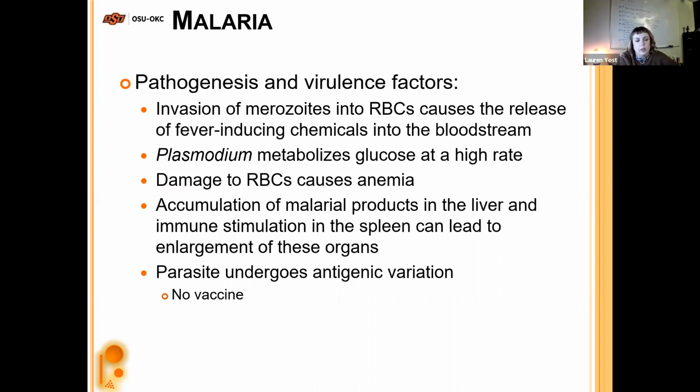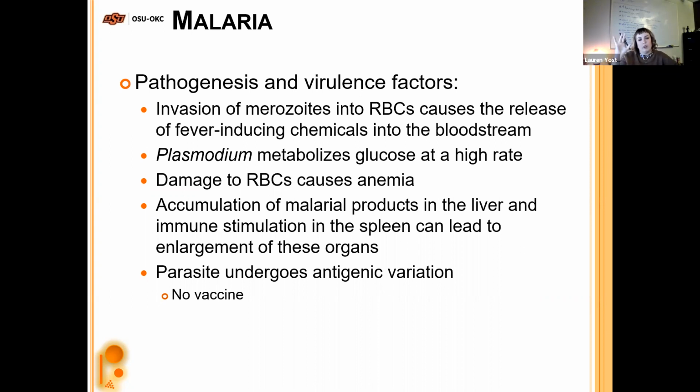So the merozoites will infect the red blood cells, causing the release of fever-inducing chemicals into the bloodstream as a result. Plasmodium will metabolize glucose at a high rate, so they're going to use up a lot of our cells' food. They cause damage to red blood cells that can lead to the development of anemia as a result. We have accumulation of malarial products in the liver and immune stimulation in the spleen that can lead to enlargement of the liver and the spleen.